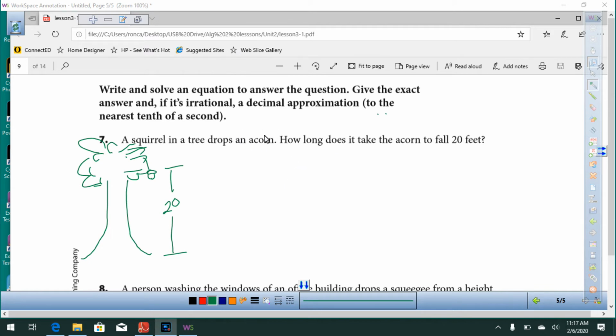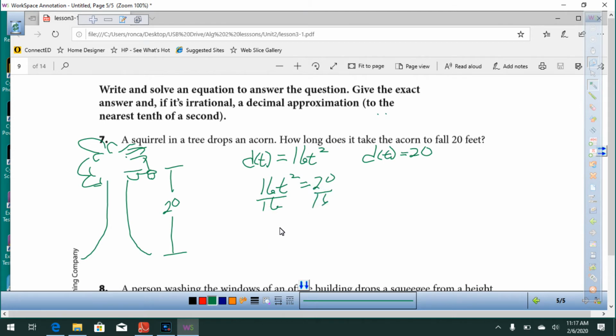If you look back in your notes, it gave you d of t equals 16t squared. And that's gravity. It doesn't take into account anything other than just gravity. Well, we also know that the distance is 20 feet, so we can set these equal to each other. 16t squared equals 20. If we divide both sides by 16, we get t squared equals, 4 goes into 20 5 times, and 4 goes into 16 4 times.